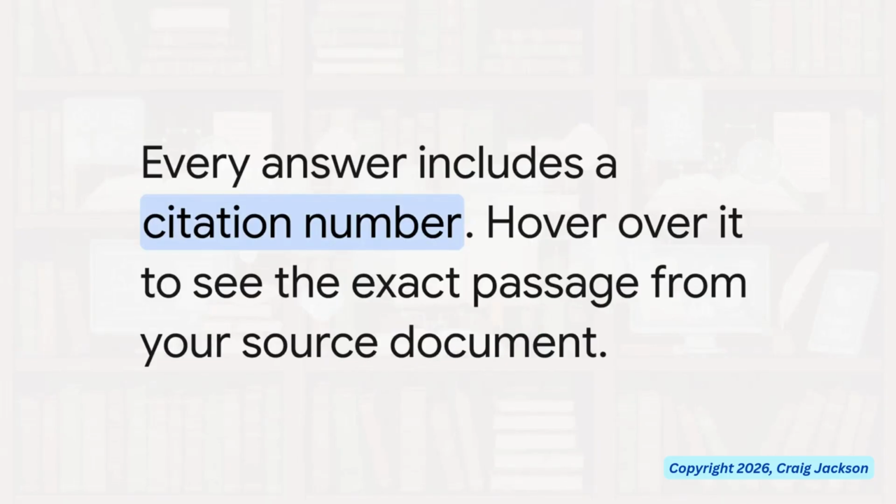And it all comes down to trust, really. Every answer it gives you comes with a citation. It's like your librarian doesn't just answer your question, but actually opens the book and points to the exact page and paragraph where the answer came from. You can just hover over the little number and verify everything instantly.